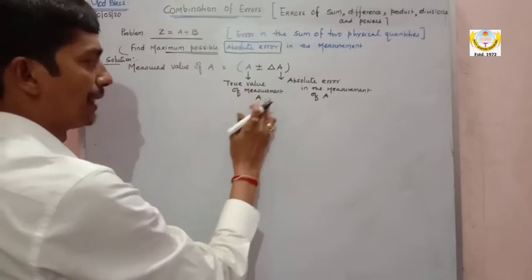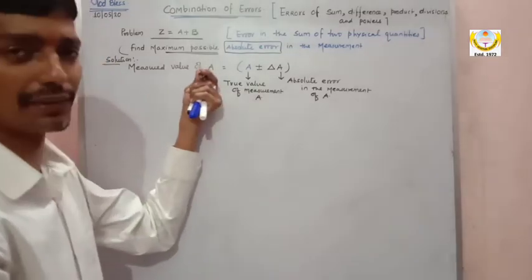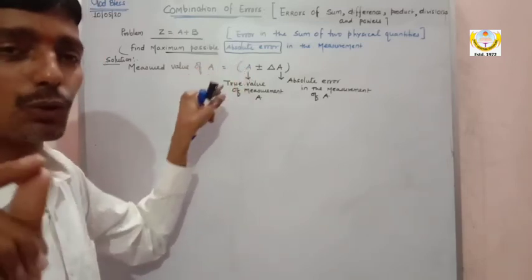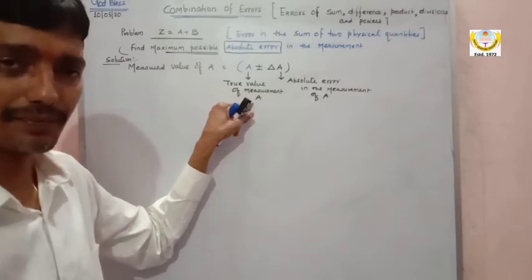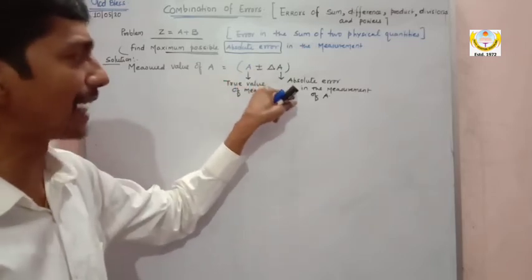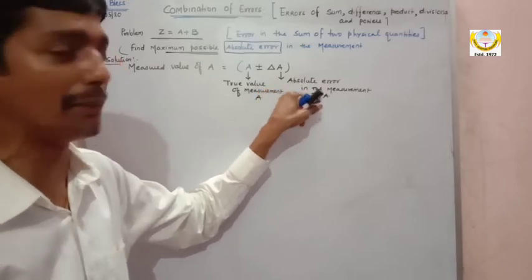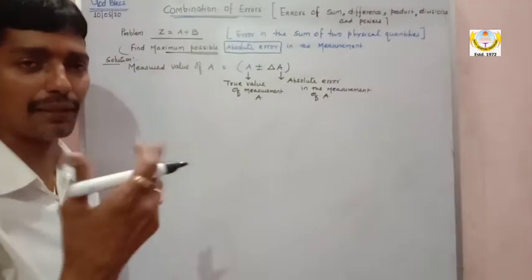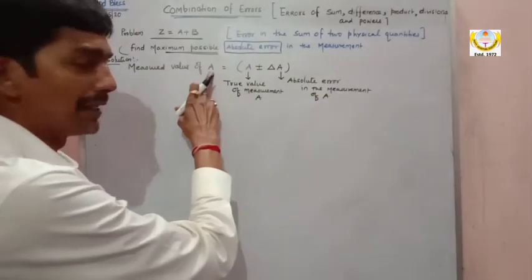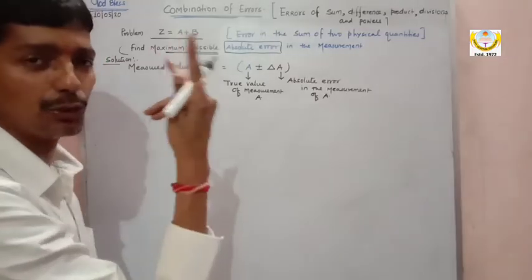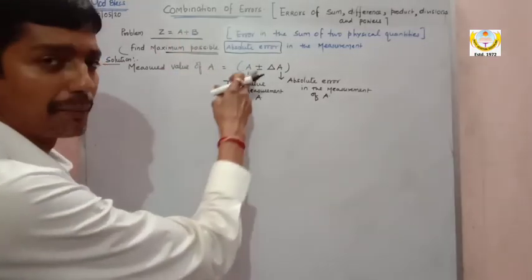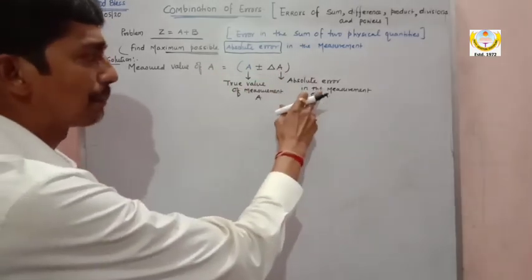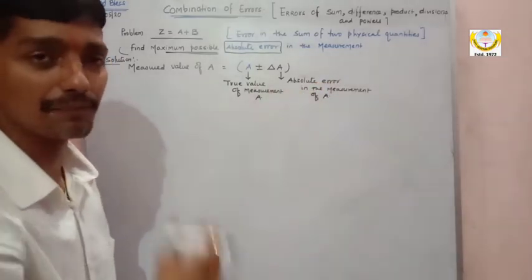This is the true value of measurement A. I measured which quantity? Physical quantity A. So this A which I have written first is the true value of measurement A, and this delta A which I have written is the absolute error in the measurement of A. Am I clear? And A is my physical quantity. I measured one physical quantity. So when I measured the physical quantity A, I got two values. One is the true value of this measurement A, and delta A is the absolute error in the measurement of A.